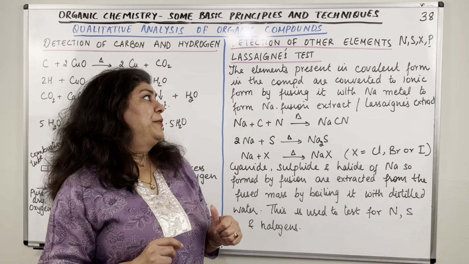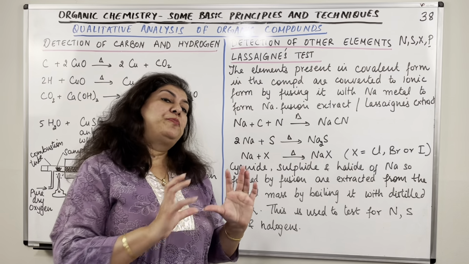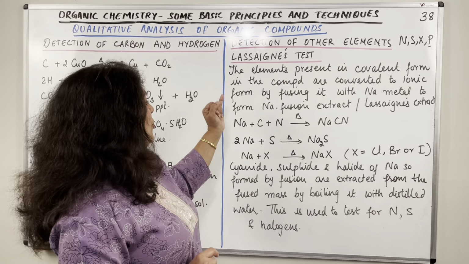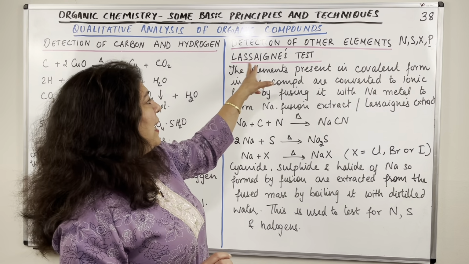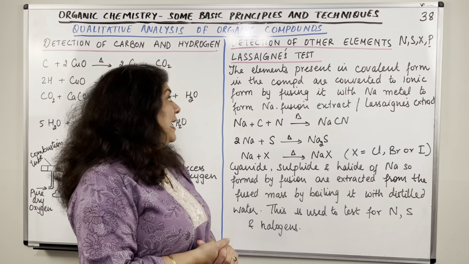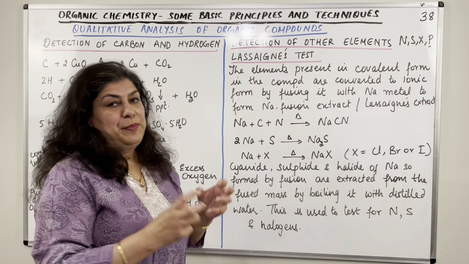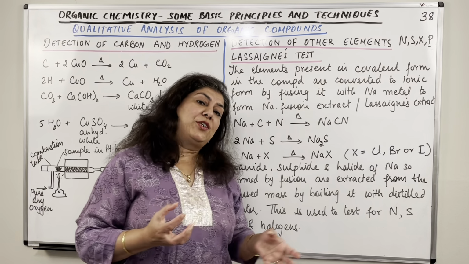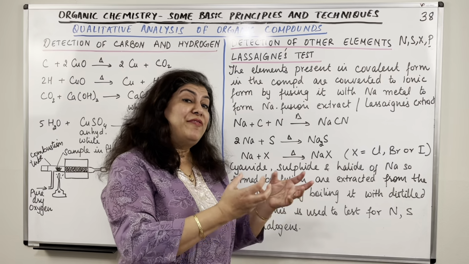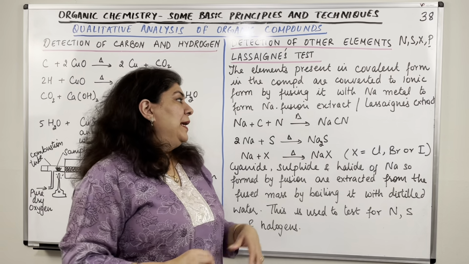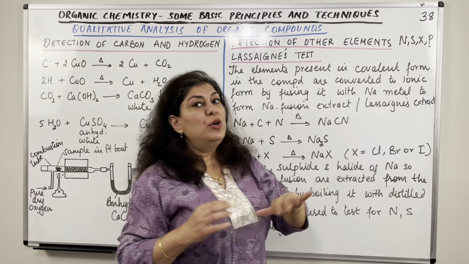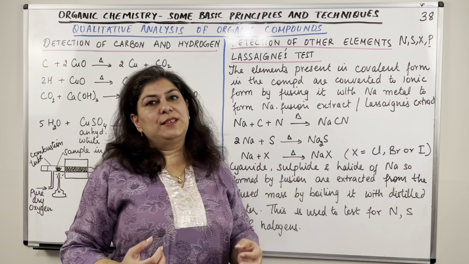In order to identify the presence of nitrogen, sulfur, and halogens, we prepare a special extract which is known as the sodium extract, the sodium fusion extract. And this was done by a scientist called Lassaigne. Therefore, this is known as the Lassaigne test or the Lassaigne extract. In the preparation of Lassaigne's extract, all covalent reactions are basically slower, whereas ionic reactions are fast and easily identifiable. Therefore, we try to convert these organic compounds, especially those containing these elements, into their ionic forms, so that you get a quicker test.